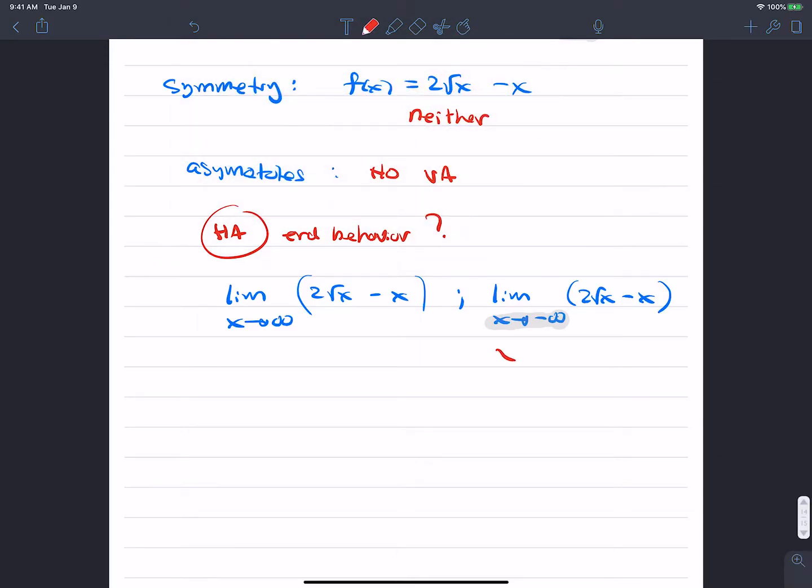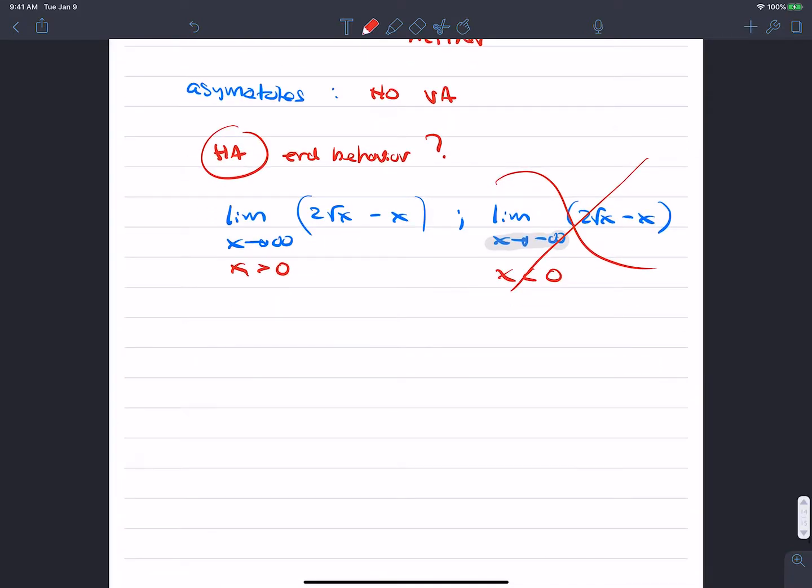What does that mean about x? X is negative. What do you know about your function? Your function is not defined for what? Negative values. Is that true? So because it's not defined for negative values, what do you think that means? We don't have to go through that limit. Your function is not even defined for negative x values. Isn't the domain x is greater than or equal to 0? So as x gets big here, positive infinity, that means x is positive, okay? So it is defined, so you're going to have end behavior as x gets big. So what is that limit going to be?